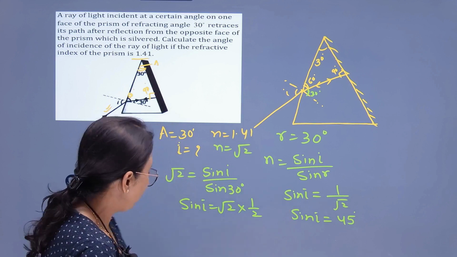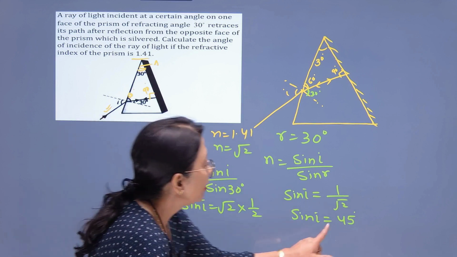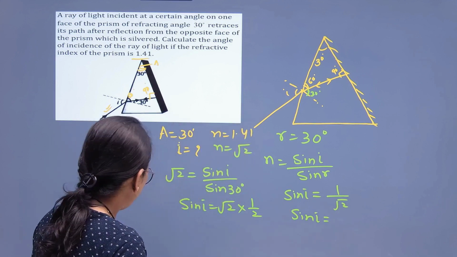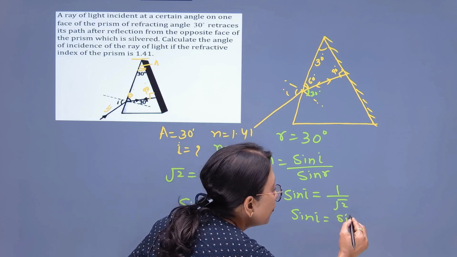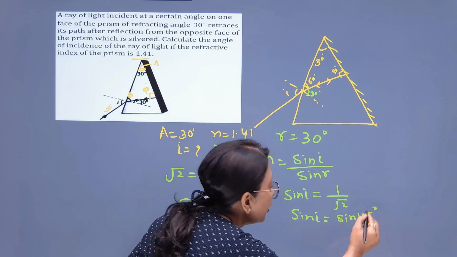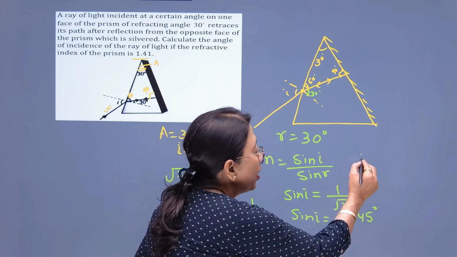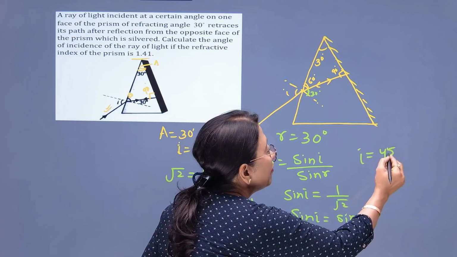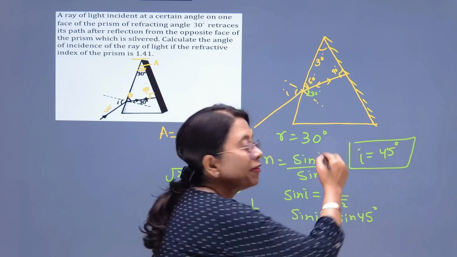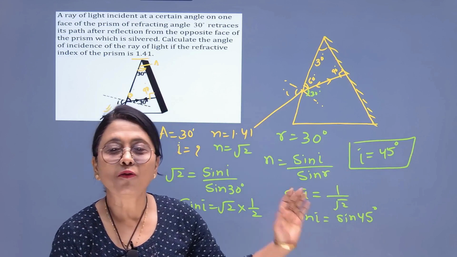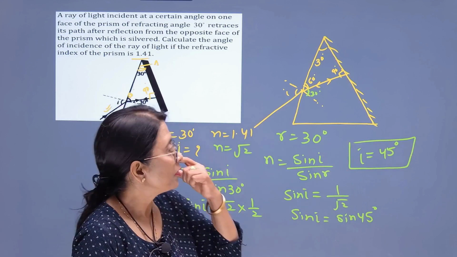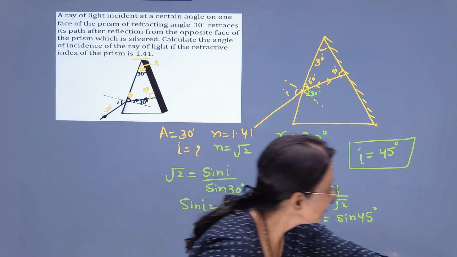That is sin 45 degree. We can write this as sin 45. The value 1/√2 is sin 45. If I write it as sin 45, that means I will come out as how much? The angle of incidence we have got is equal to how much? 45 degree. Correct? So now we see the next question.